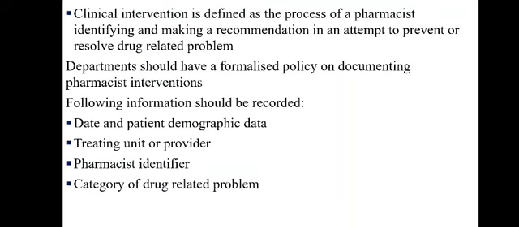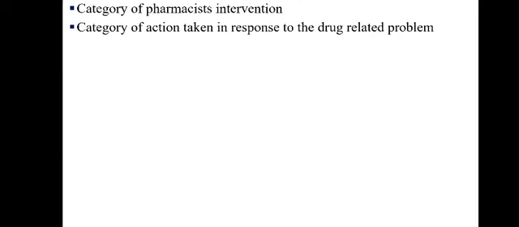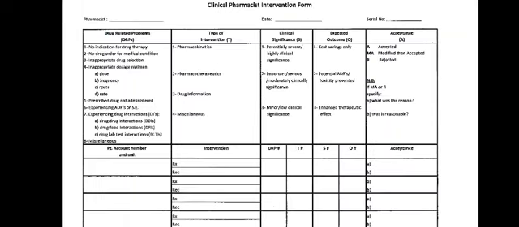The department should have a formal policy to document pharmacist interventions. The following information: date and patient demographic data, treating unit or provider, pharmacist identifier, category of drug-related problems, then category of pharmacist interventions, category of action taken in response to the drug-related problems. Then the clinical pharmacist interventions form: pharmacist, date and serial number.